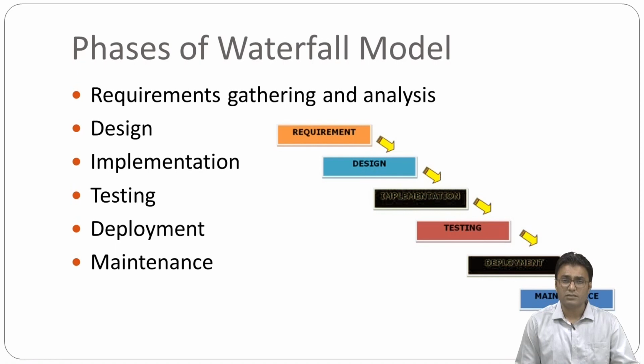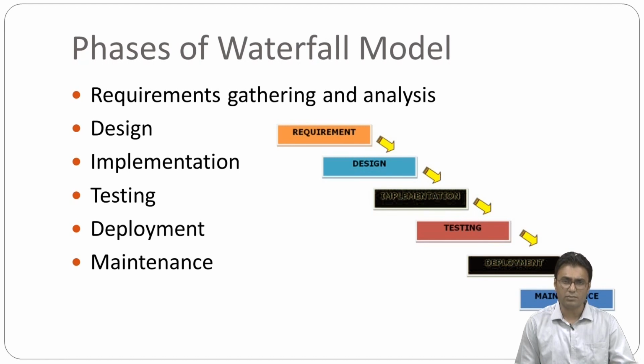Now, let's understand the various phases of the waterfall model. The phases of the waterfall model are on your screen, which include requirements gathering and analysis, design, implementation, testing, deployment and maintenance. If we talk about requirements gathering and analysis, this first phase involves gathering requirements from stakeholders and analyzing them to understand the scope and objectives of the project. Then design means once the requirements are understood, the design phase begins. Actually, this involves creating a detailed design document that outlines the software architecture, user interface and system components.